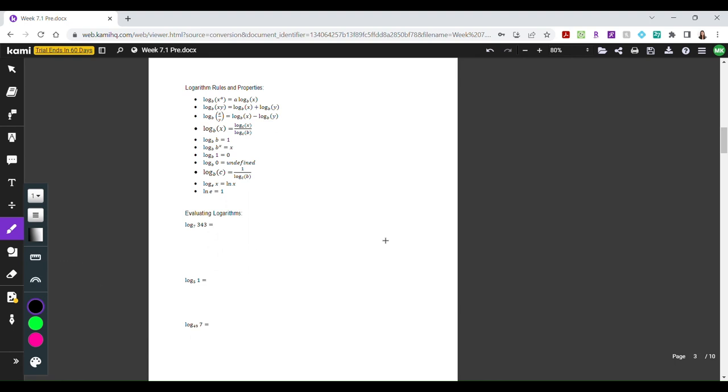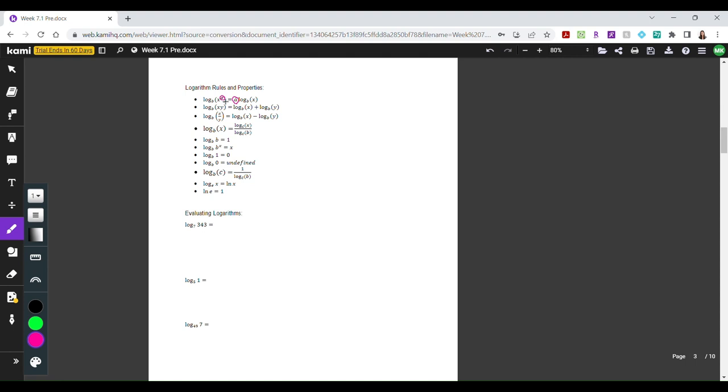For the first one, we have log base b of x to the power of a. If you can see here, the exponent a will be written at the side of the log. So whenever we have an exponent in a logarithm, we can just write it to the side of it. We'll take a look at how this is done in some of the practice questions at the bottom.